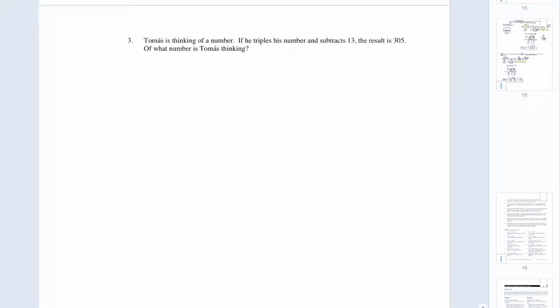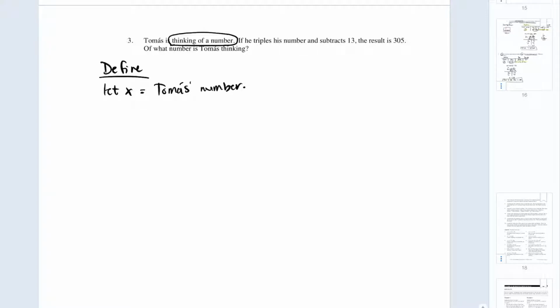Tomas is thinking of a number. Immediately, that's kind of like a red flag going off. Thinking of a number, it's an unknown value. We don't know what it is. So actually, it might be safe to define this number as x, right? So I will say let x equal Tomas's number. We don't know what it is.